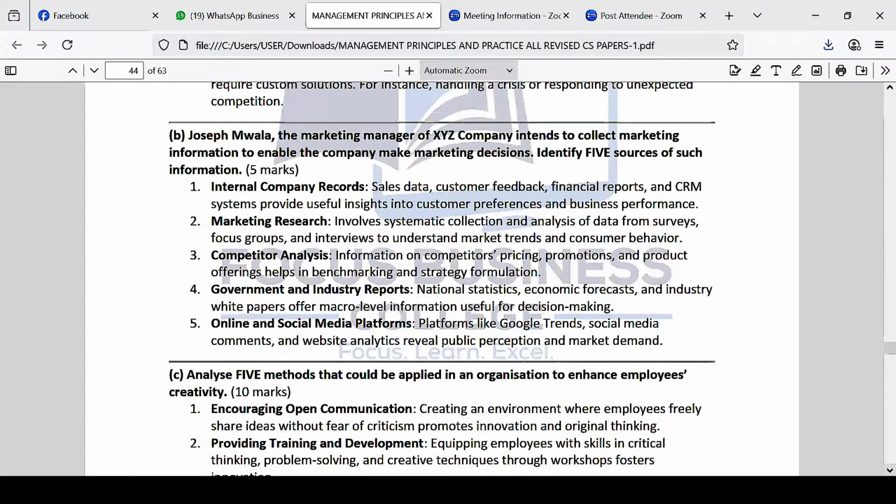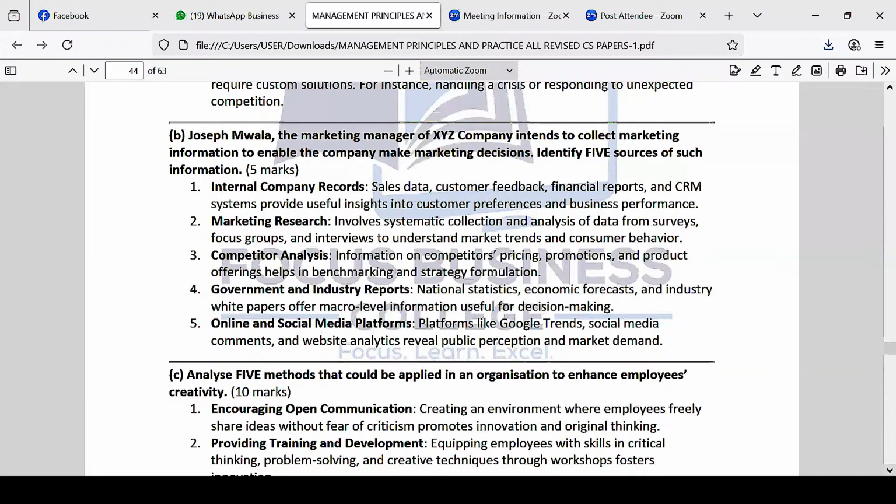Number two is marketing research. You can also do research. When you do marketing research, you are likely to come up with very good marketing information that may not be available otherwise. So we say that it involves systematic collection and analysis of data from surveys, focus groups, and interviews to understand market trends and consumer behavior.